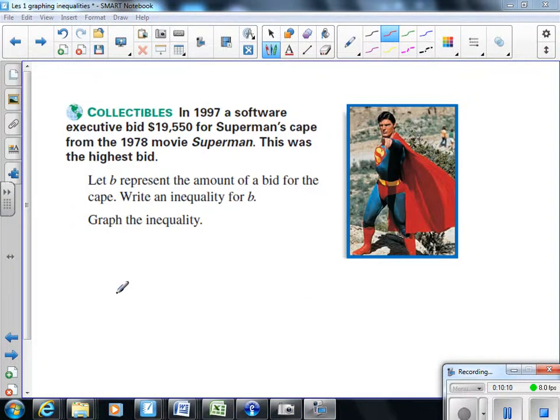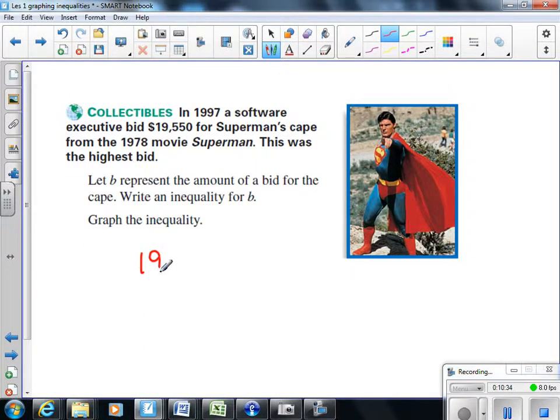Okay, let's take a look at a word problem. In 1997, a software executive bid $19,550 for Superman's cape from the 1978 movie Superman. This was the highest bid. We're going to let B represent the amount of bid for the cape, which was $19,550. Write an inequality for B.